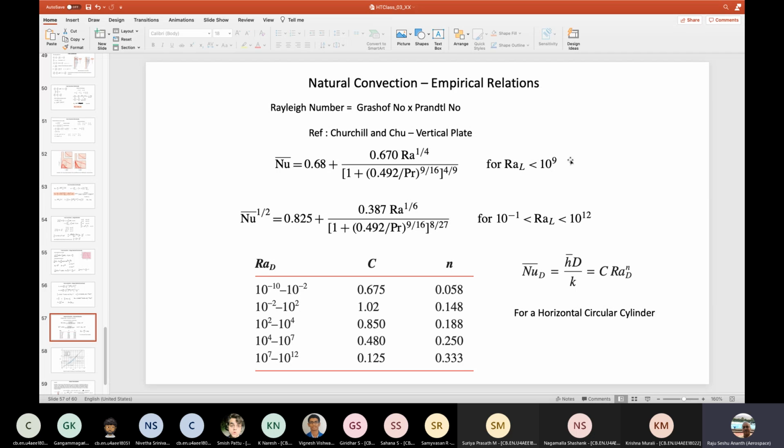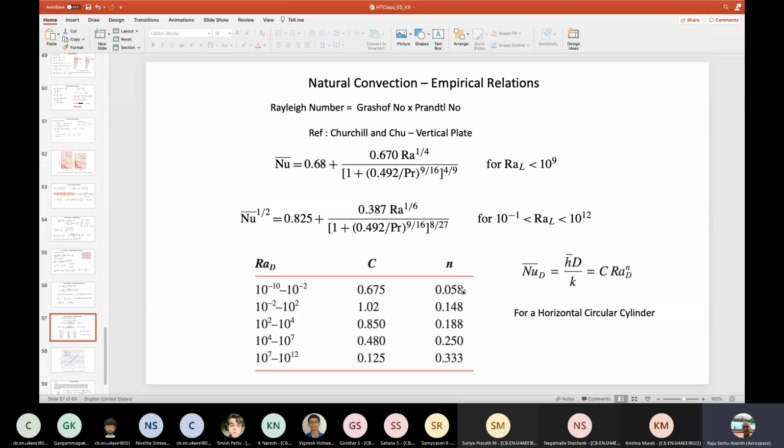10 to the power of 9 is when it becomes turbulent. It's been established that when the Rayleigh number reaches 10 to the power of 9, the flow becomes turbulent. This particular form is for laminar flow in the boundary layer, and this correlation is applicable for a vertical plate for turbulent flow as well. It is applicable over a wider range, 0.1 to 10 to the power of 12. So it's still applicable for turbulent.